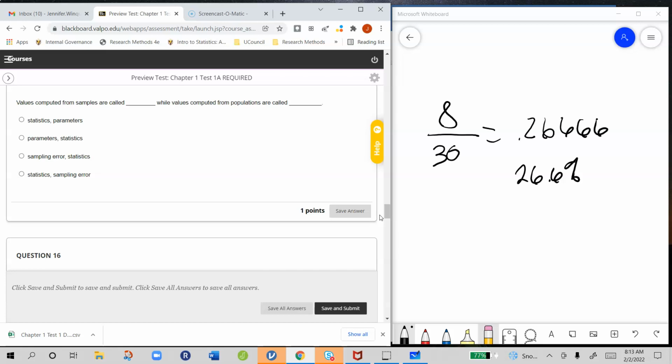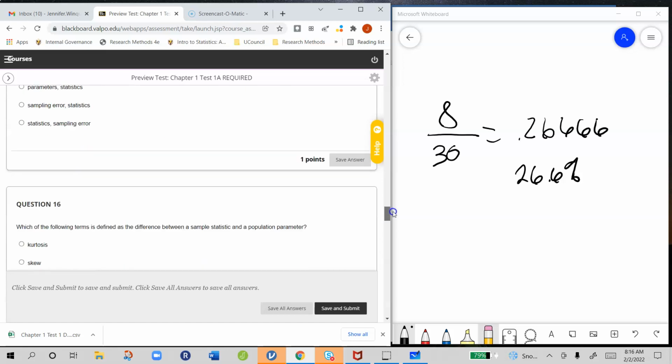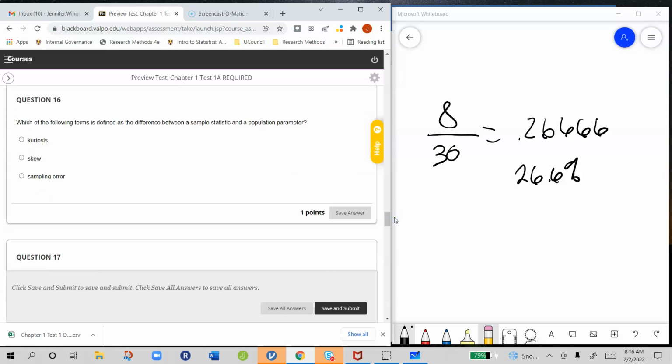Okay, number 15 here is getting at the same idea. Values computed from samples are called statistics, while values computed from populations are called parameters. All right, so now looking at number 16. The question is, which of the following terms is defined as the difference between a sample statistic and a population parameter? That's sampling error. Our definition of sampling error is that sample statistics are typically not identical to population parameters, and the difference between them is referred to as sampling error.